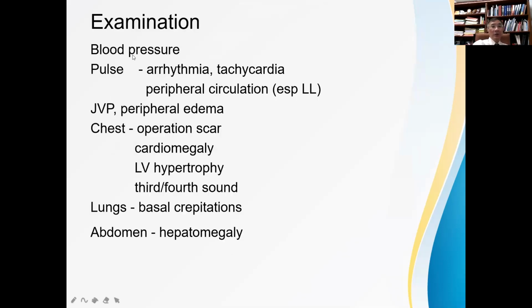In examining the patient, check the blood pressure, check the pulse, look for arrhythmia, is the pulse regular, and look for the heart rate, is the pulse fast, suggesting that the patient is in some form of distress. Remember to assess the state of the peripheral circulation, meaning feel the pulses of the lower limbs. Look for evidence of heart failure.